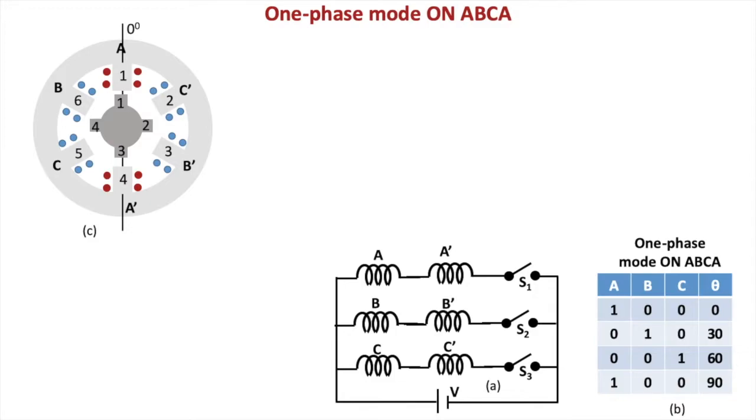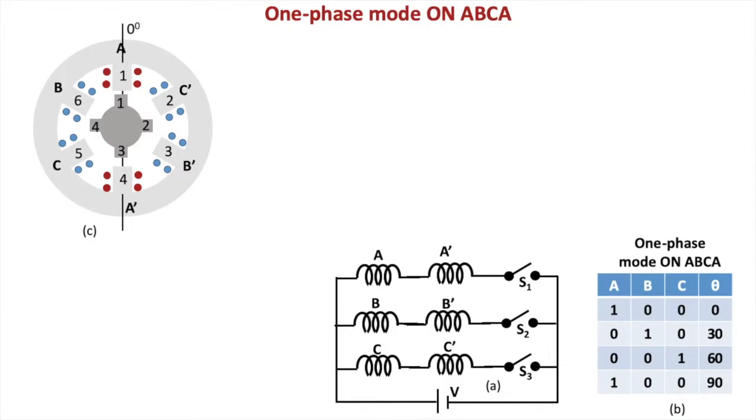So what is the step angle? 6 minus 4 divided by 6 into 4 into 360. So 2 into 360, that is 720 divided by 24, that gives you an angular rotation of 30 degrees. Therefore, the step angle is 30 degrees. So when we shift the stator supply from A to B and B to C, an angular rotation of 30 degree step is obtained.